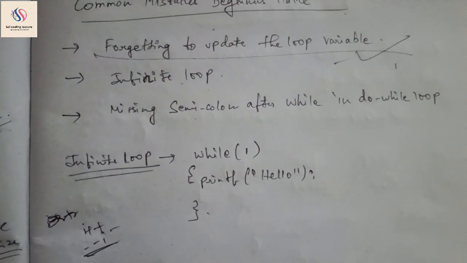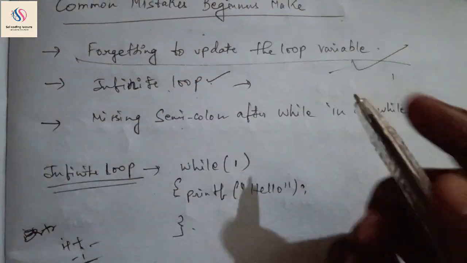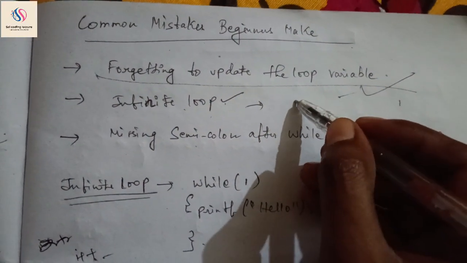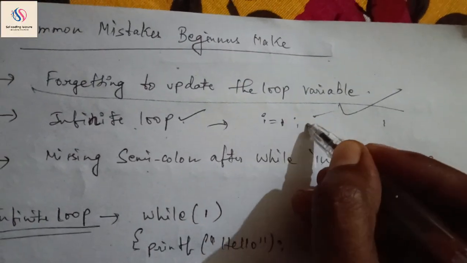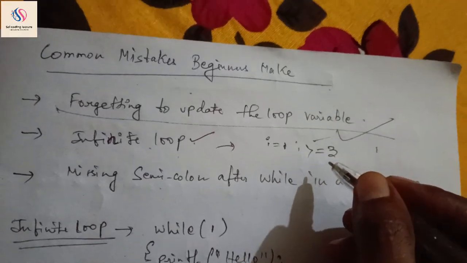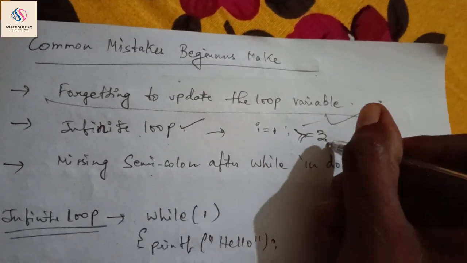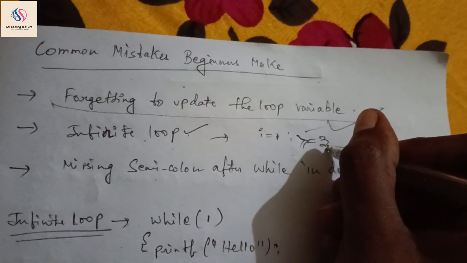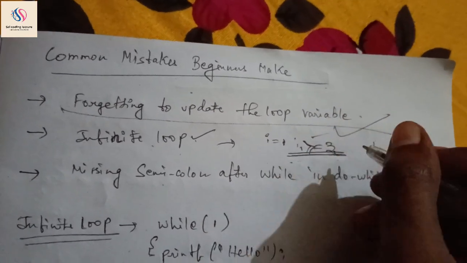You need to update it carefully. Then the infinite loop problem could also arise if you are not giving a proper condition. You have given i equal to 1, and then you are saying i greater than or equal to 3. This 1 is not greater than 3, again 2 is not greater than 3, 3 is also not greater than 3, 4 is also, so it will not go on actually.